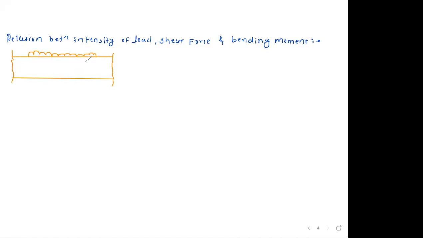Here a uniformly distributed load is applied, and we will cut this beam in a small section, which we will call a wedge. We will take this small cross section at a distance x from the support A side. We have taken one wedge at x distance from point A. This distance we will assume as dx, and the load is w kilonewton per meter.